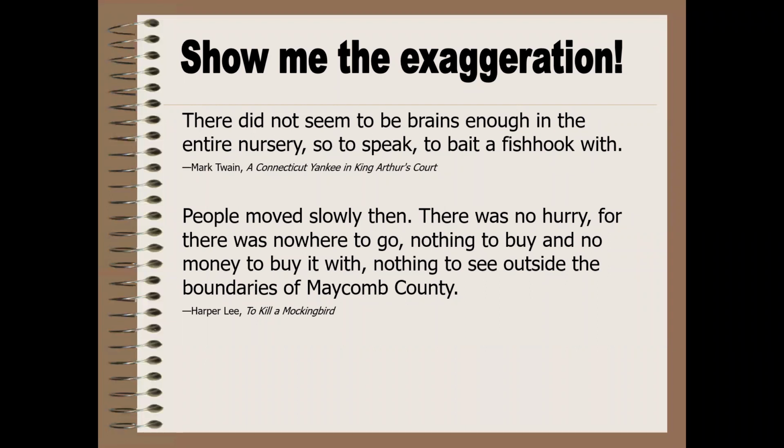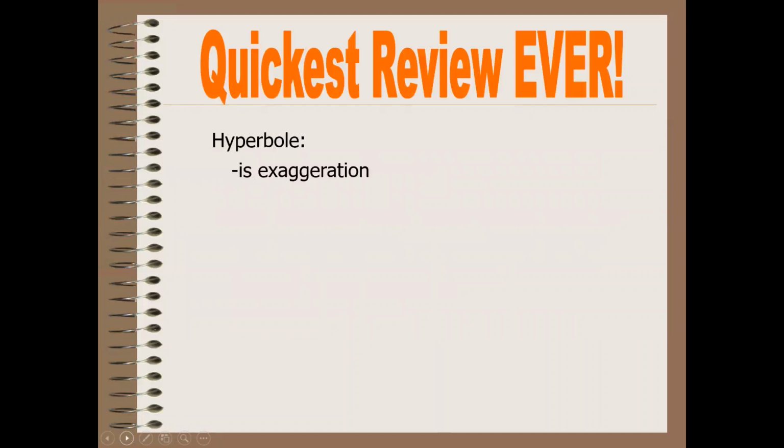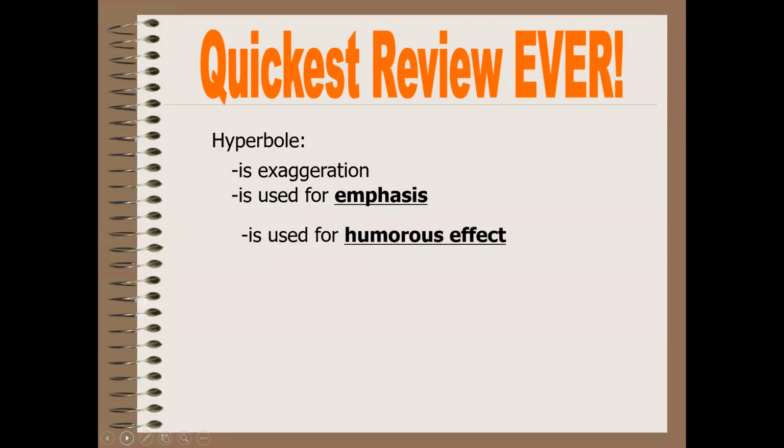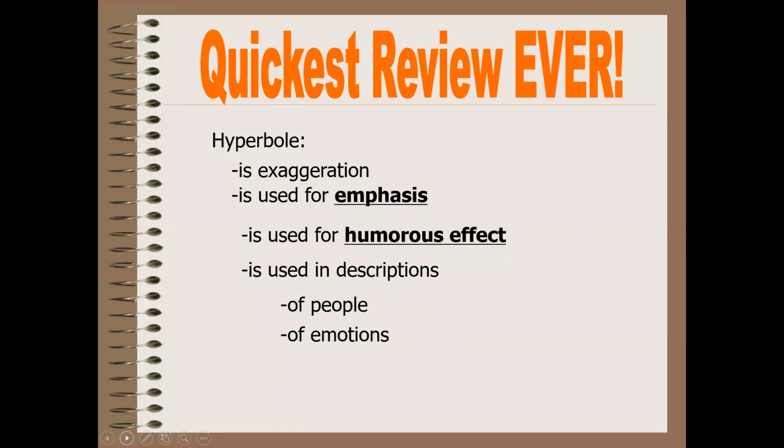Okay. Now we're gonna do the quickest review ever. Hyperbole is a what? Exaggeration. It's used for emphasis, and also to make a humorous effect. It's also used in descriptions to describe people's emotions and the qualities of people. And that's it. That's the quickest review ever, which is a hyperbole in itself.